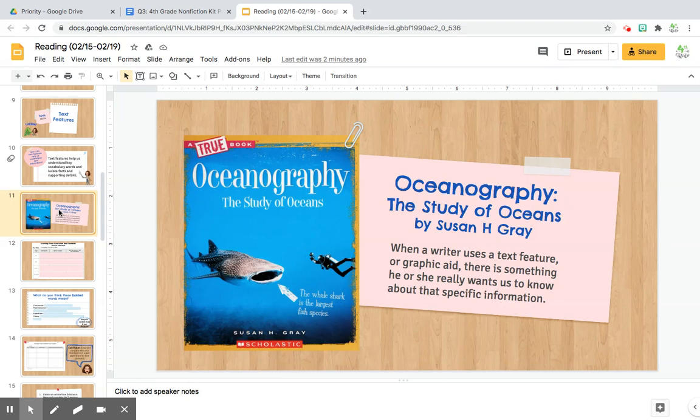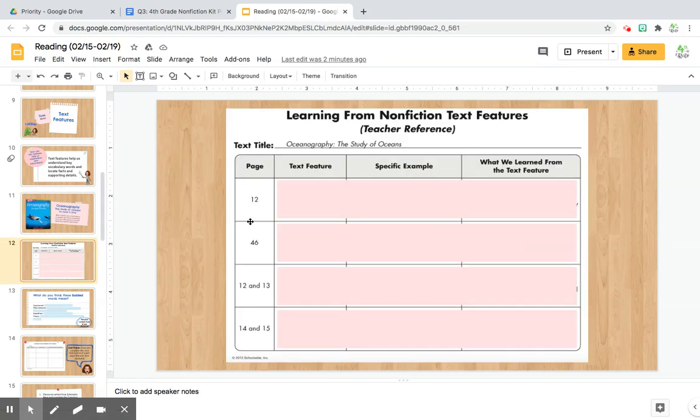So text features are the writer's way of shouting out to the reader, hey, pay attention to me, it's important. And as we read the text, we will chart our findings to help us not only identify the text feature, but also consider what the writer really wants us to know. Now, remember to join us on our Zoom so you can actually look at the pages along with us. But for our videos, I'm going to point out the page number and the text feature. I will pull out the example, but really what I want you to think about is what do we learn from that text feature? That's the most important part.